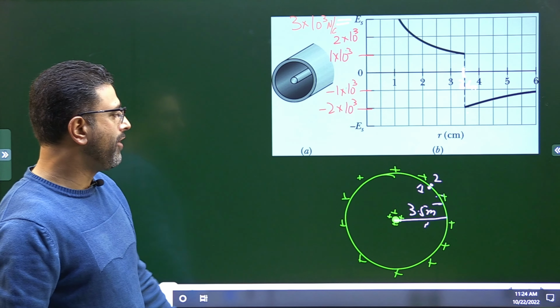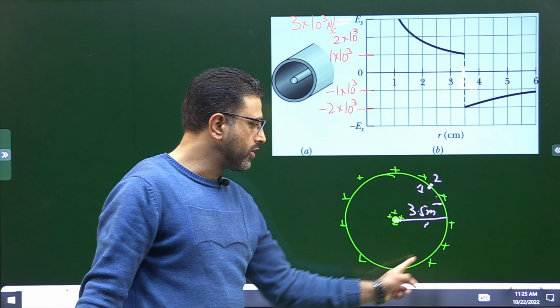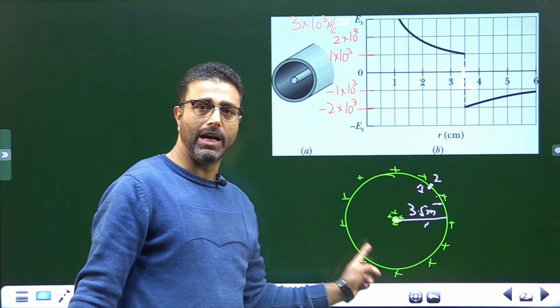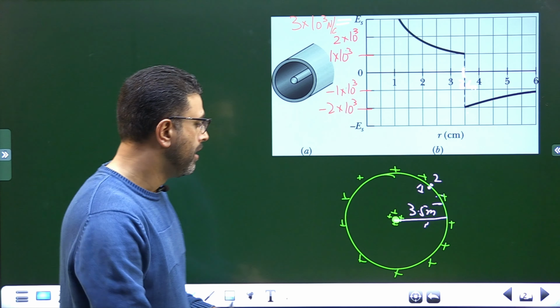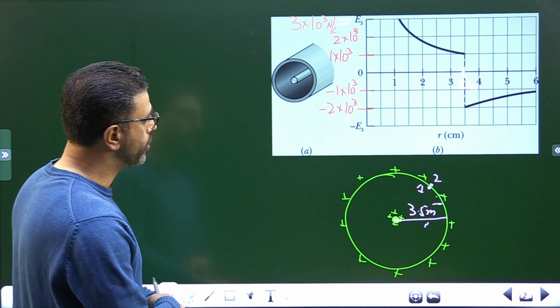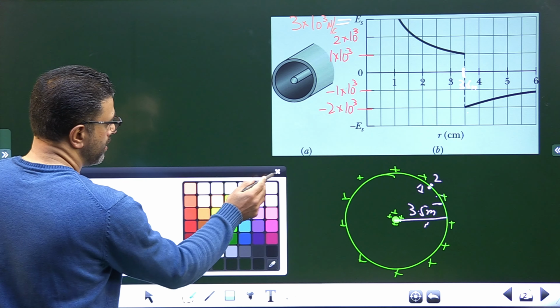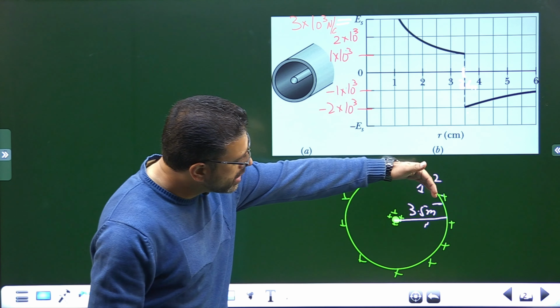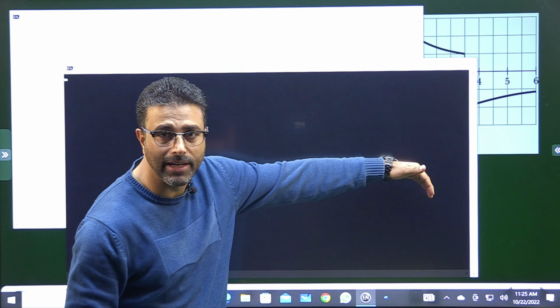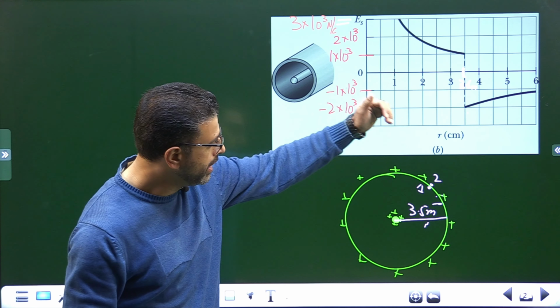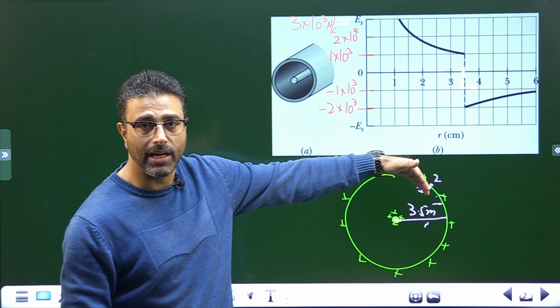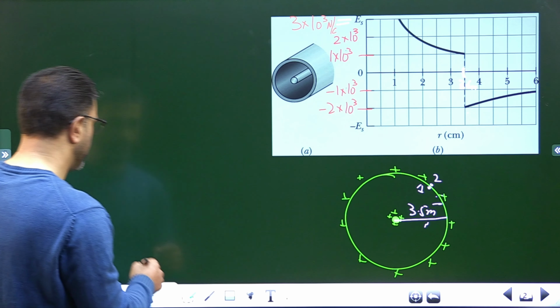So we have to find out the line charge density of this cylinder. Now that's what we'll do here. I'll consider a point just inside this outer cylinder.